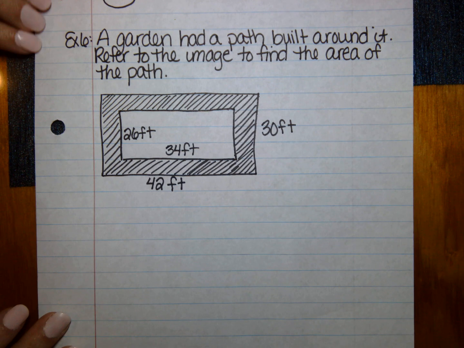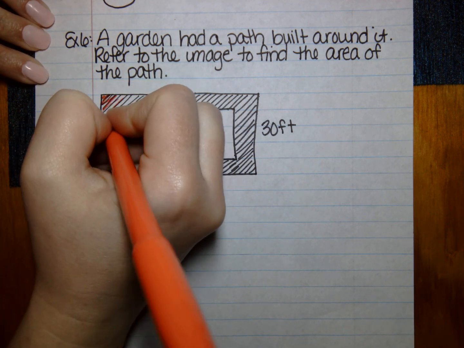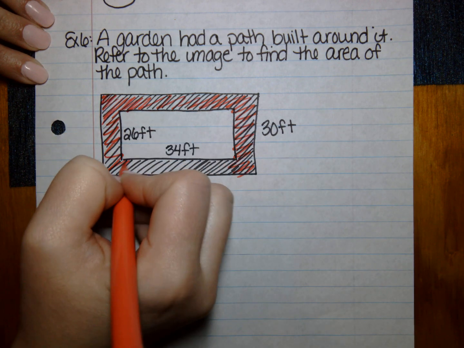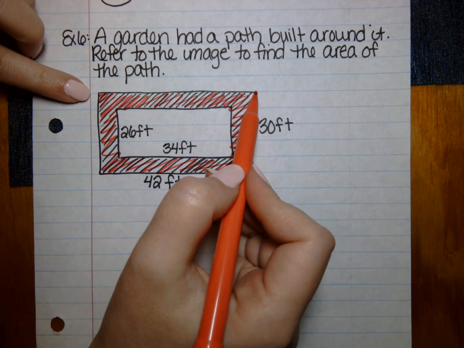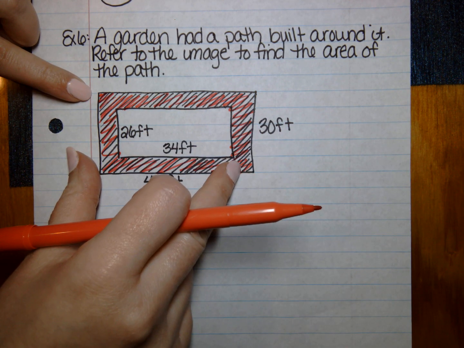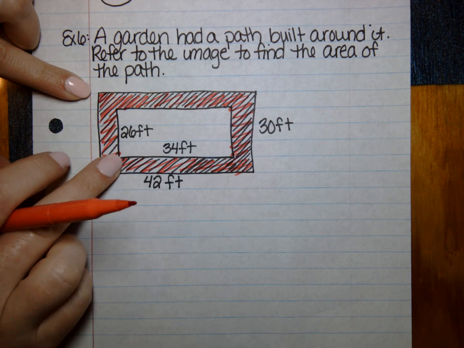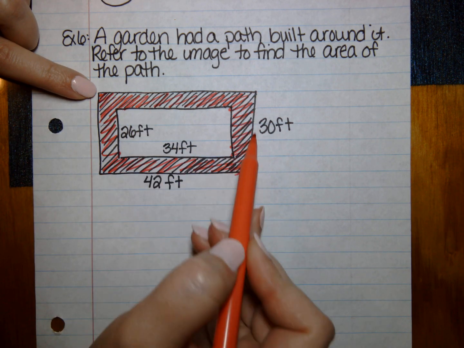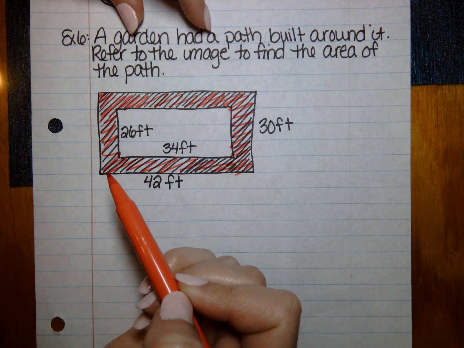For example 6, it says a garden has a path built around it. Refer to the image to find the area of the path. So all I want to know is the area of this shaded in piece around my garden. The first thing you need to see is that I have two rectangles inside of each other. I have this big rectangle that encloses the garden as well. So if I find the area of the whole space first, I can then find the area of my garden and take it out or remove it.